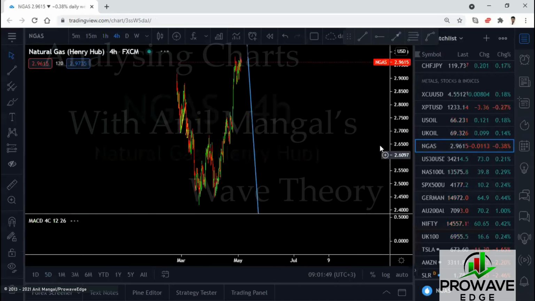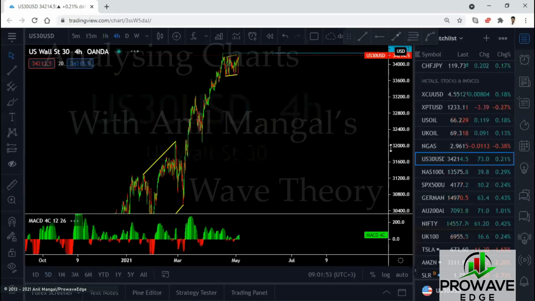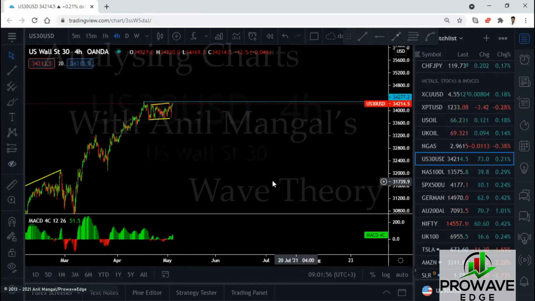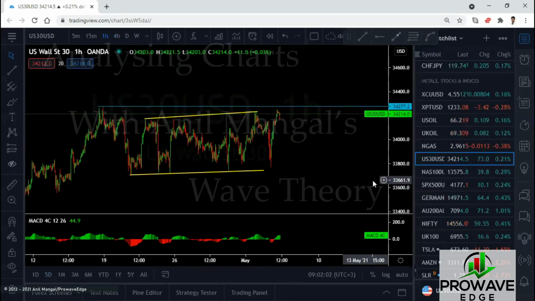Natural gas, stay away from that. Let's see. US 30 has a nice pattern. It's a big flat forming at the top there. Did we break the low already? Yeah, we came back to the low and we're going up already. So you can look for buy setups.